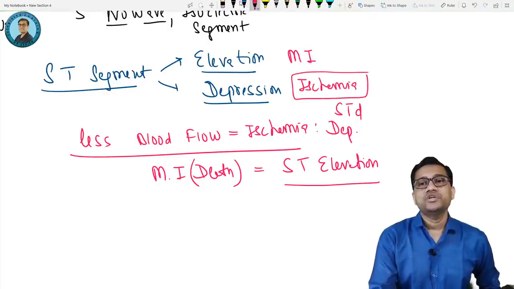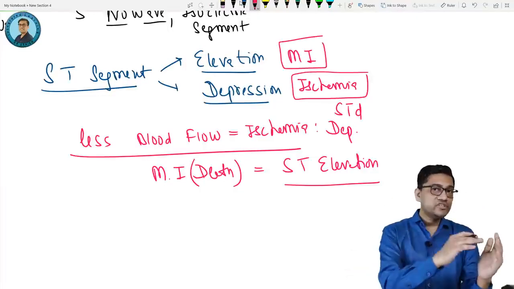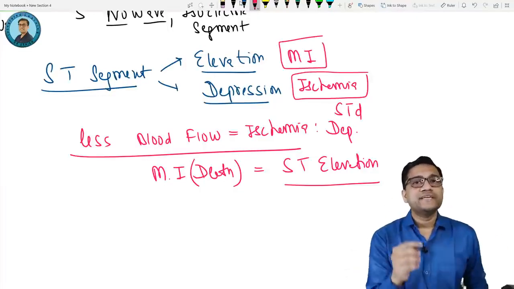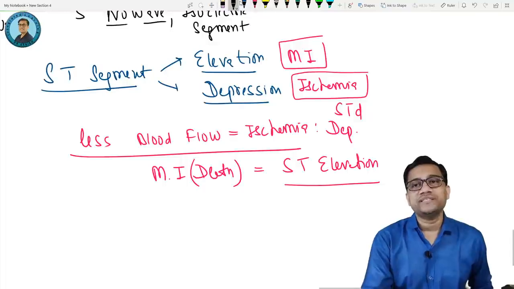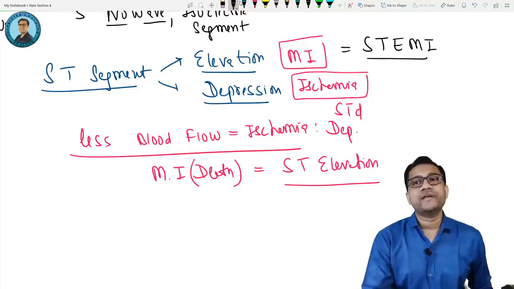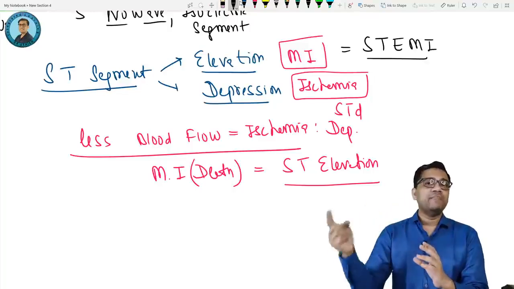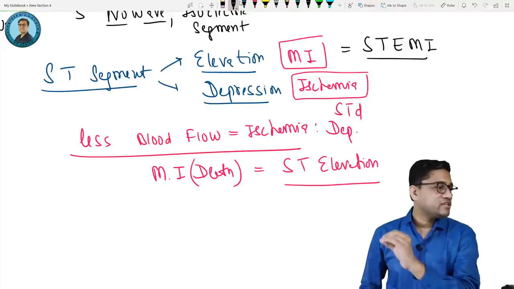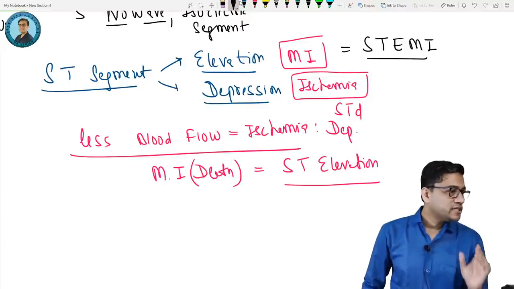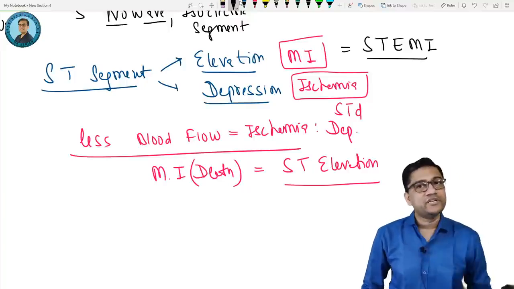Are you clear? So MI is elevation, clear? Example, ST segment. So they are called as what? They are called ST segment elevation MI. That is STEMI. Are you clear now? So STEMI, that is ST segment elevation MI. Easy. So ST segment elevation MI, clear?